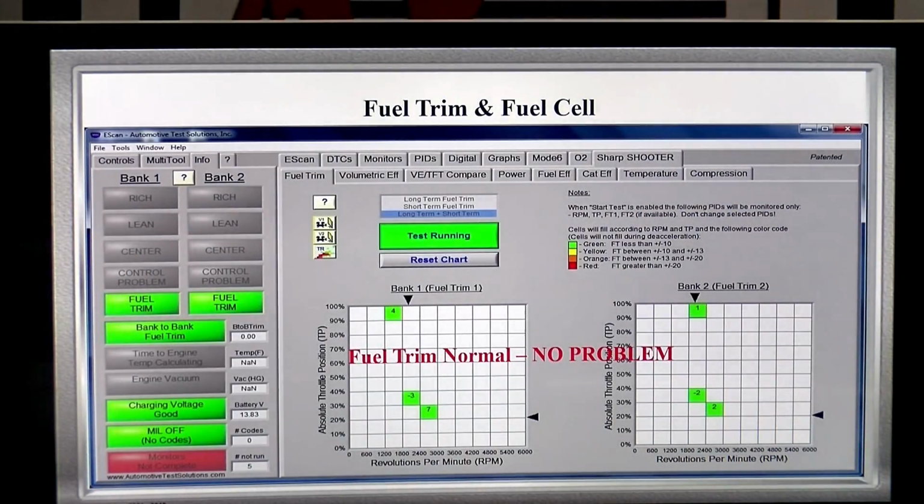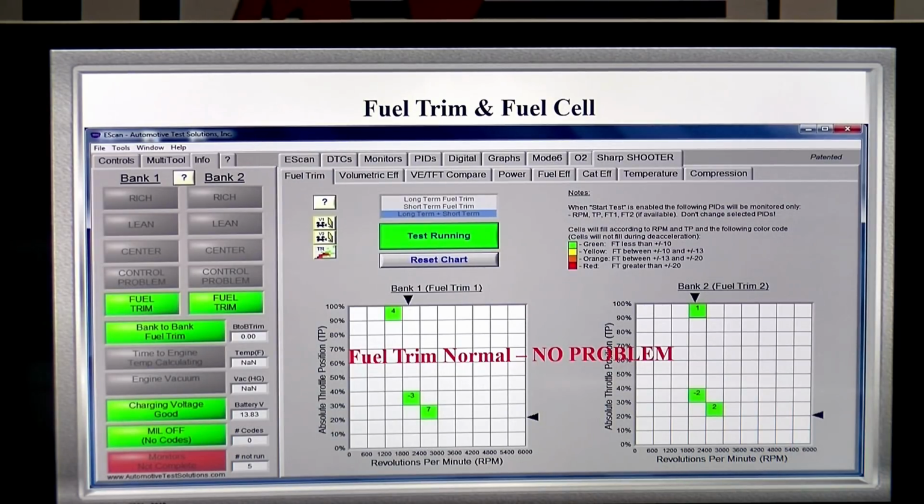Now, if you look at this particular setup, this is the eScan. And this is what I use a lot. It's not a commercial, but it's a graphic presentation of where the problem is. Now, the fuel trim cell here, you got absolute throttle, which is a generic DTC. It's on the left of the screen. On the bottom of the chart is RPM. And you'll notice the boxes are in green. It's color-coded.